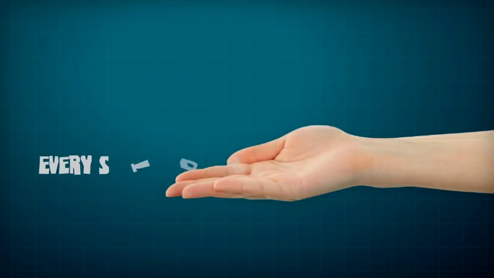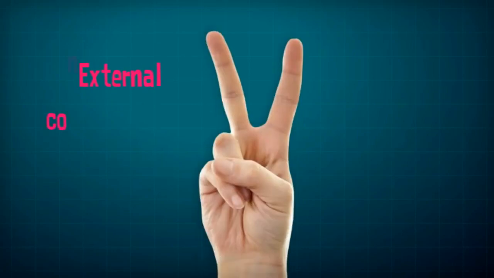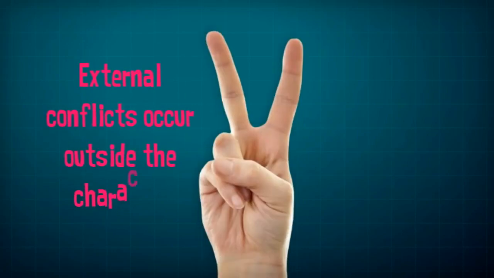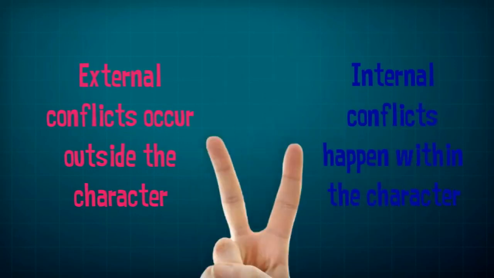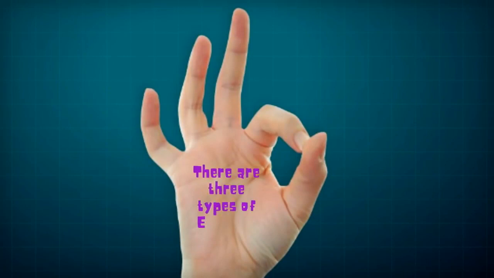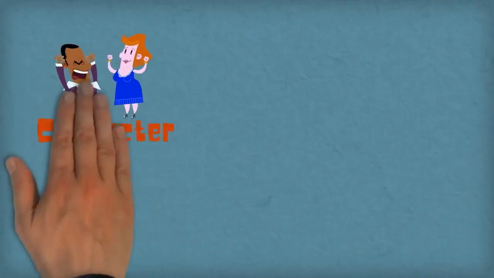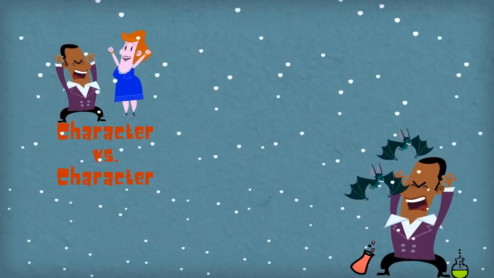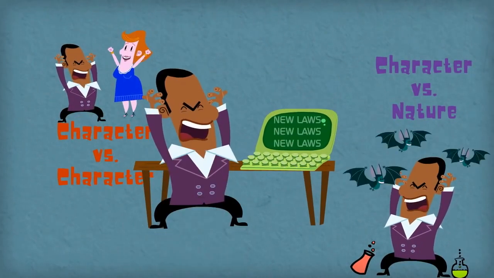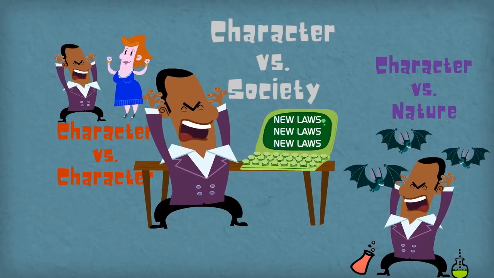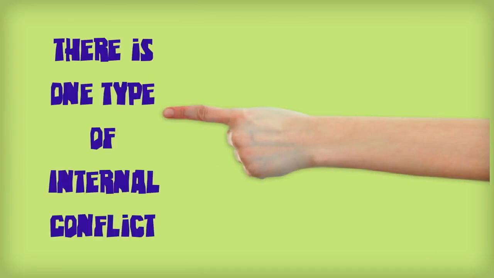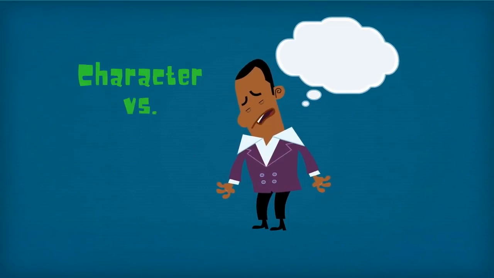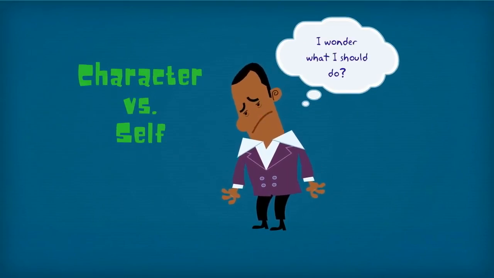So every good story has a conflict. There are two types of conflict: external conflict that occurs outside of the character, and internal conflict that occurs within the character. There are three types of external conflicts, starting with character versus character, character versus nature, and the hardest one, character versus society. There is only one type of internal conflict, and that type of conflict is called character versus self, where the character is fighting some sort of internal demon.